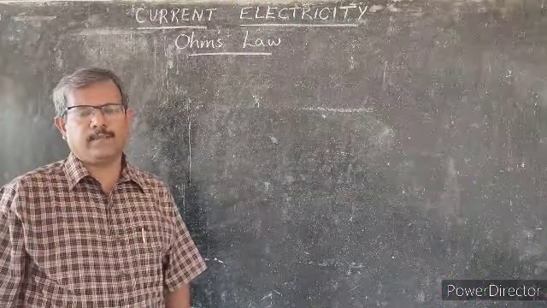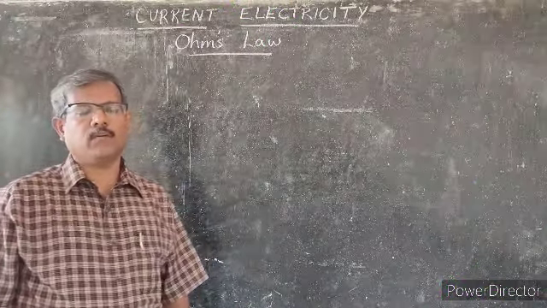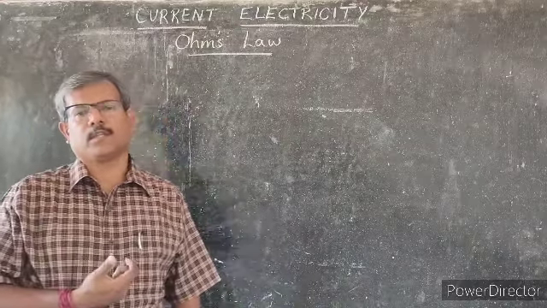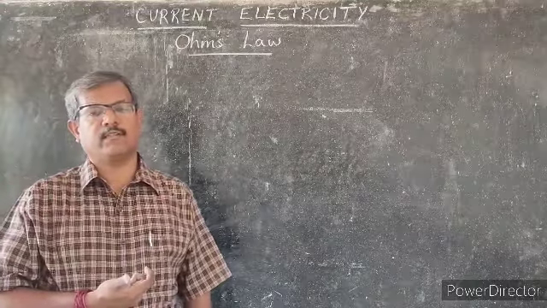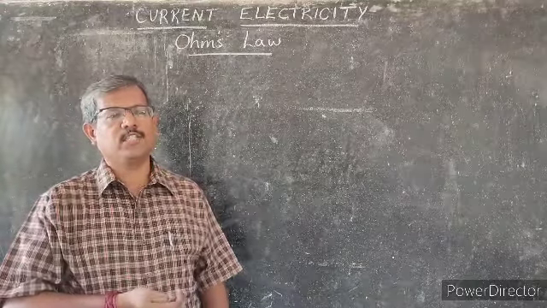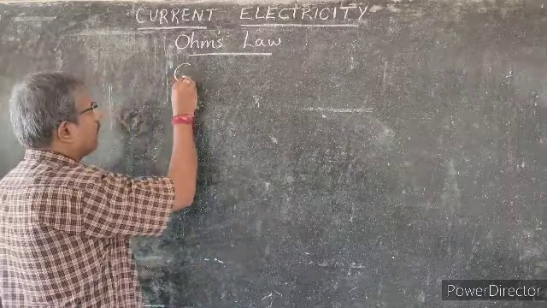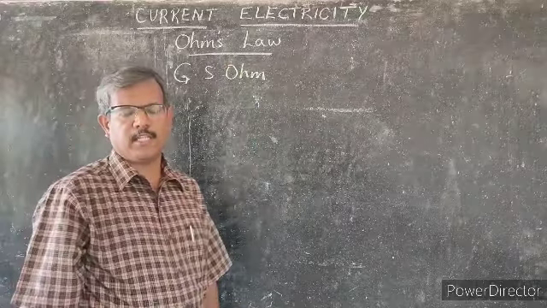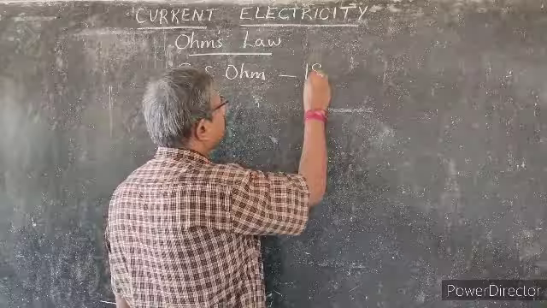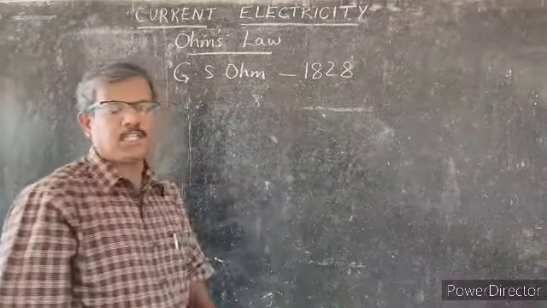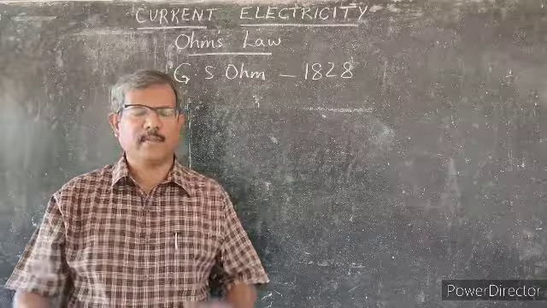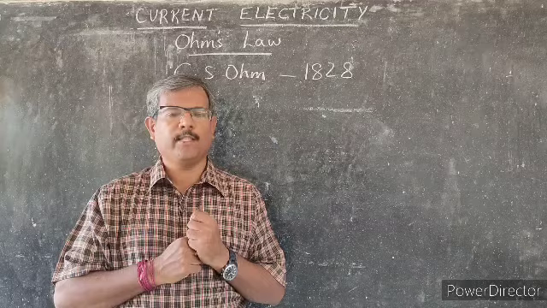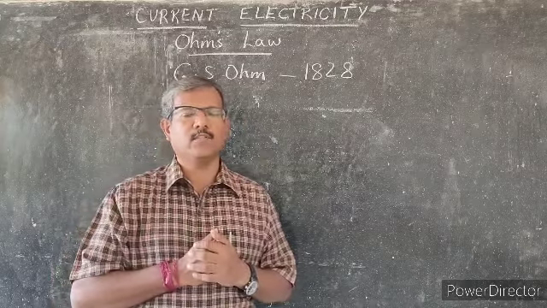Back in 1828, long before the phenomenon of why you have electricity flowing through conductors was even discovered at a microscopic level, it was G.S. Ohm, a German physicist and a mathematician, who discovered a unique relationship between the potential difference applied between the ends of a conductor and the current that flows between the ends of the conductor.